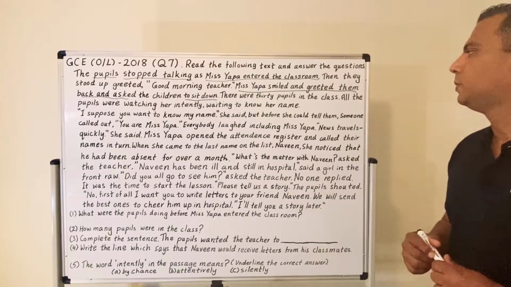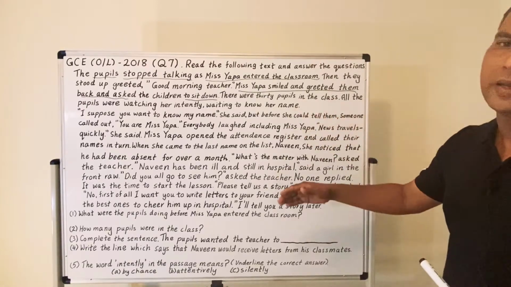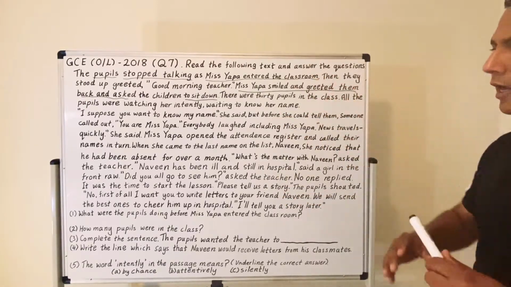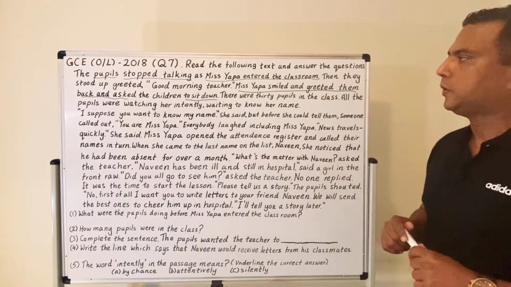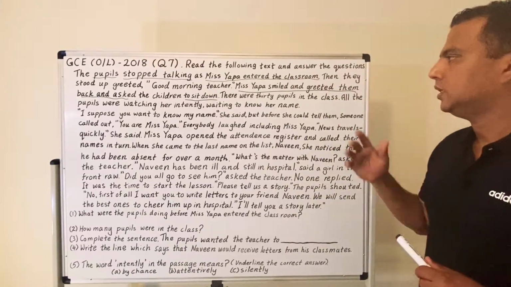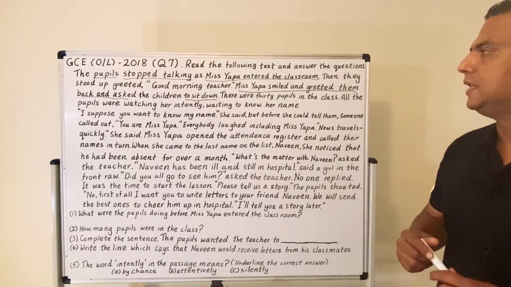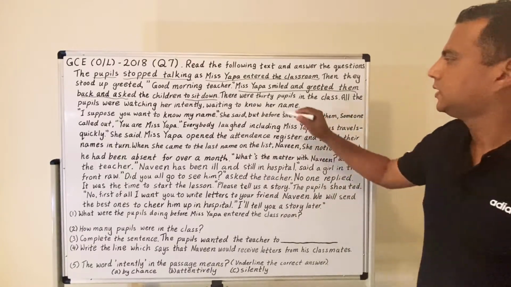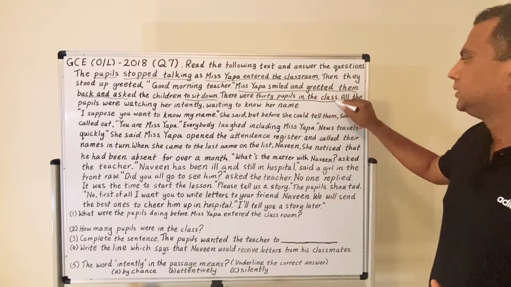There were 30 pupils in the class. So this is a passage where on top of the dialogue that is happening between the teacher and the students, the author himself is telling us certain things. So there were 30 pupils in the class.